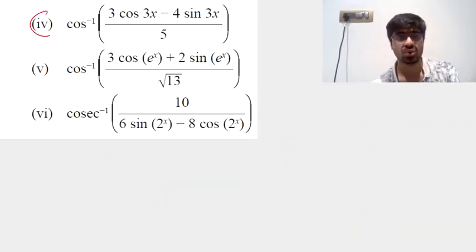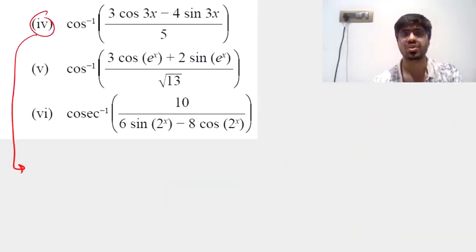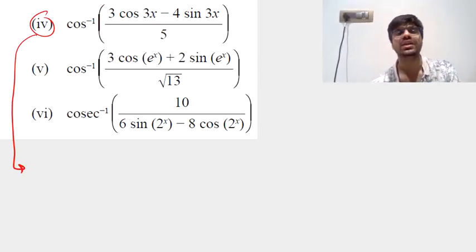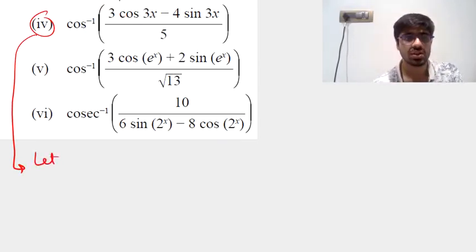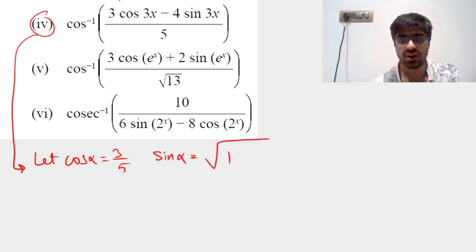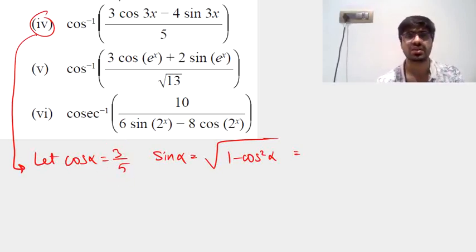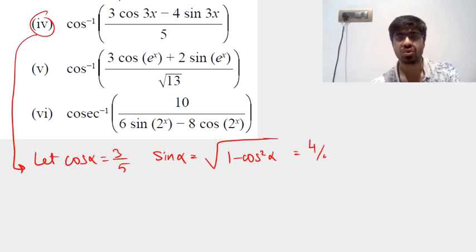We continue with the fourth one, which is again a similar one, but this time you don't have exact values for 3 by 5 and 4 by 5. So we need to take them as cos alpha and sin alpha. Because it's a cos inverse here, 3 by 5 will be taken as cos alpha. So let cos alpha be equal to 3 by 5. Sin alpha will be root over 1 minus cos square alpha. So that will be 1 minus 9 by 25, that will be 16 by 25, root of which will be 4 by 5.